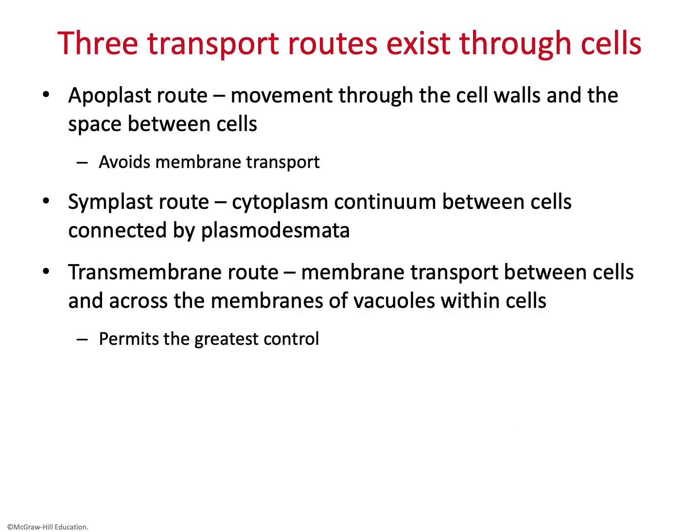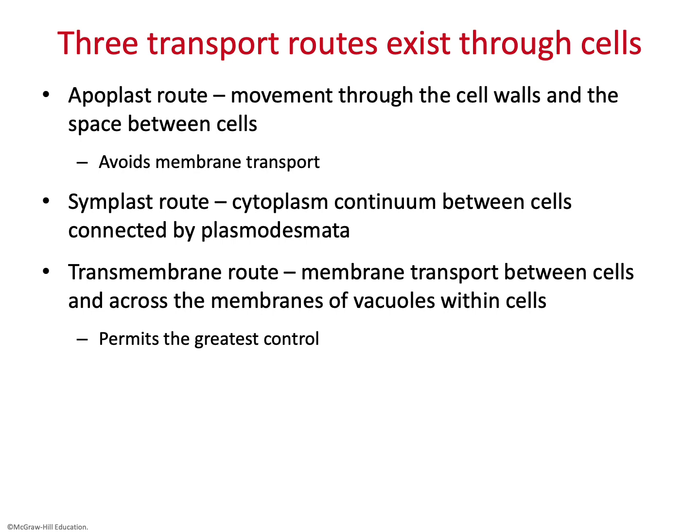Water can be transported from roots via three transport routes. Once water is absorbed into the roots via root hairs, water first has to move across the cell layers until it reaches the vascular tissue, like we mentioned earlier. The three routes we need to remember are the apoplastic route, symplastic route, and transmembrane route. The apoplastic route is where water moves through the cell walls and spaces between cells. This path avoids membrane transport.